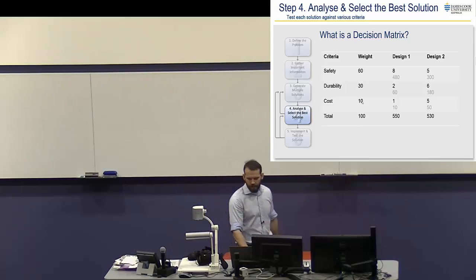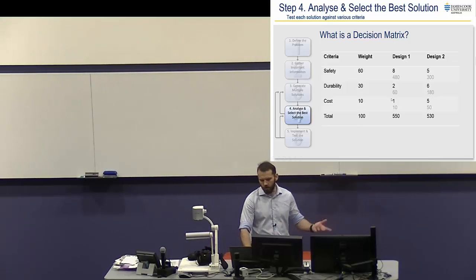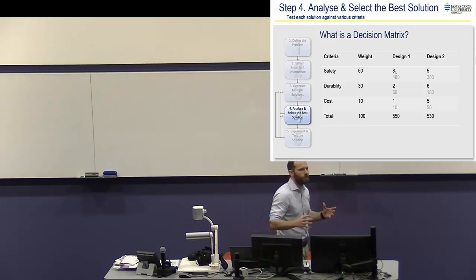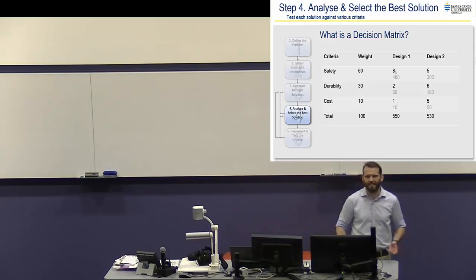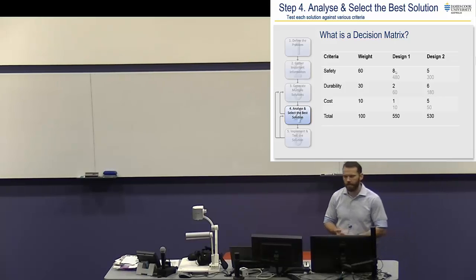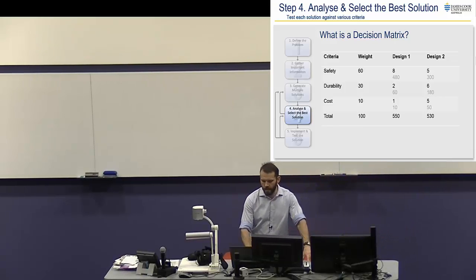Then you give each design a score, and that can be a score out of 10. It's all relative. So whatever you're scoring out of, you just say, all right, we're scoring out of 10, and you just give it a mark. All right, so design 1 gets 8 out of 10 for safety, which is quite safe. Design 2, 5 out of 10, not as safe, but still better than some designs.